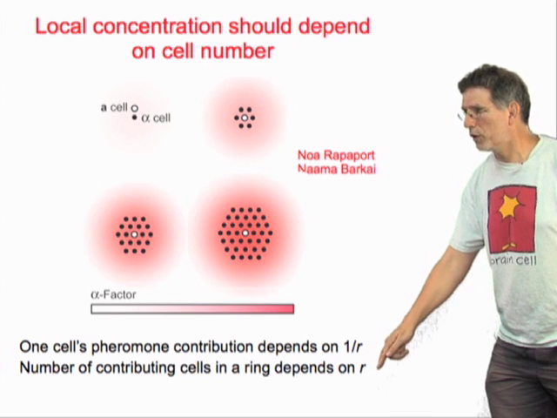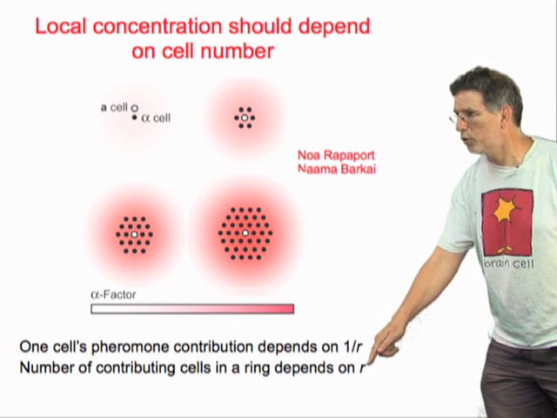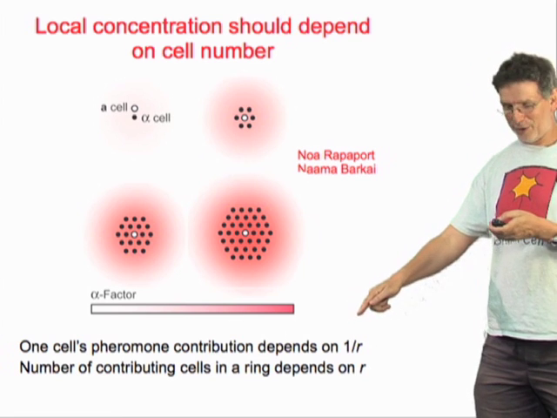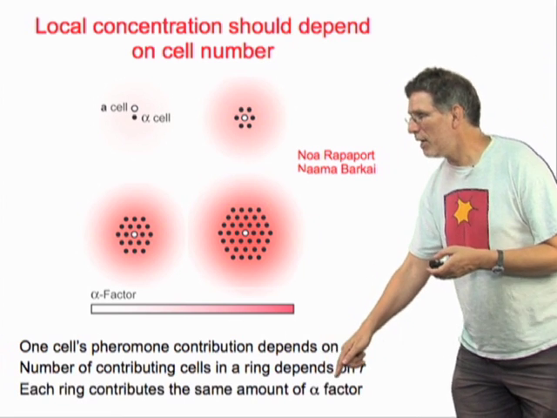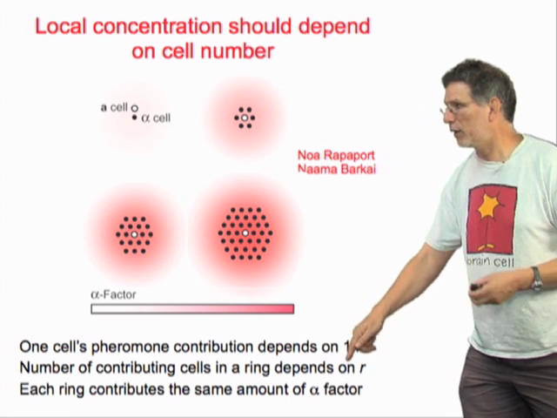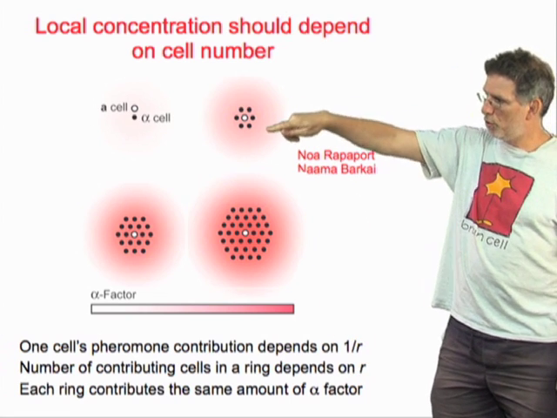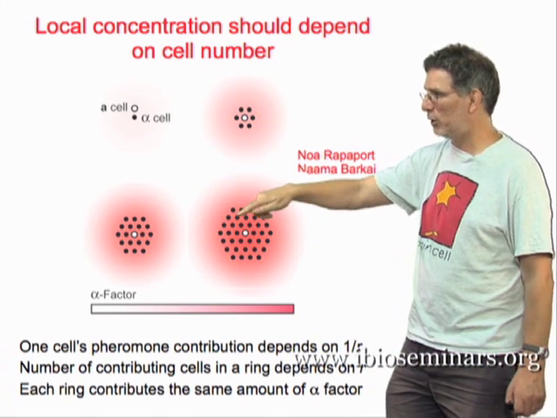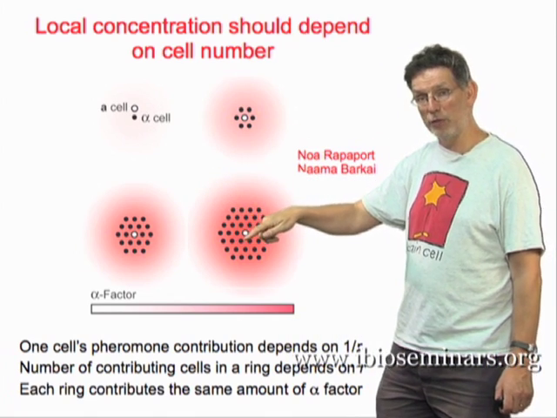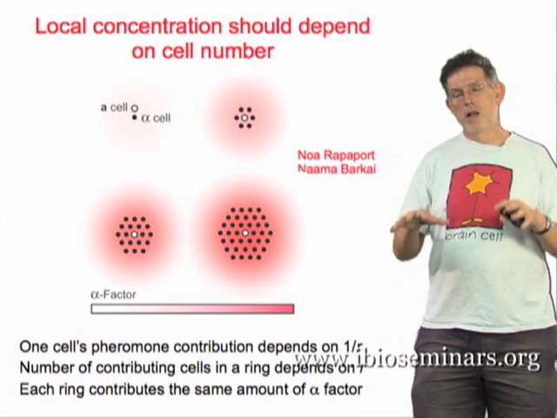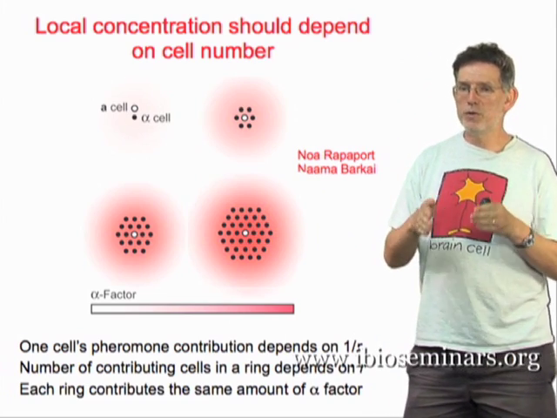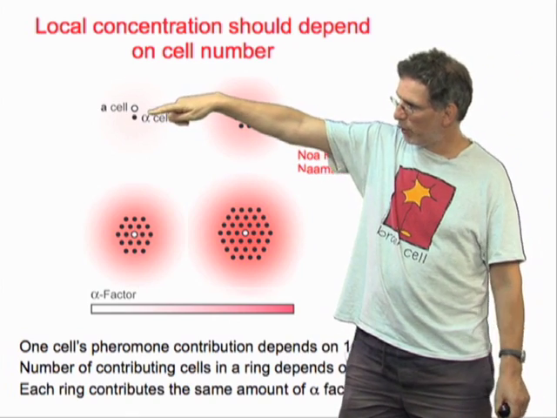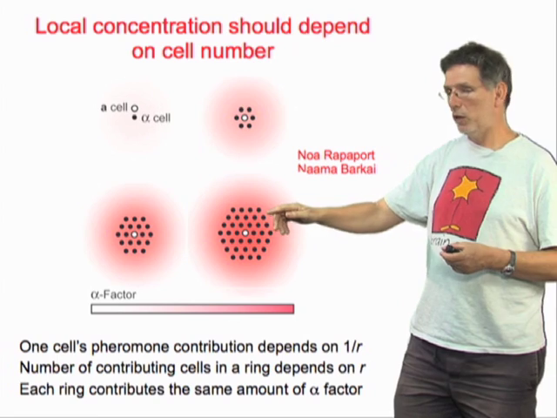So we can ask what the contribution from each ring is by multiplying r by 1 over r. This is a sort of math I can do. That gives 1. And what that means is each ring contributes the same amount of alpha factor, so that if there are 2 rings instead of 1, the cells see twice as much alpha factor. And if there are 3 rings instead of 1, they see 3 times as much alpha factor. But I just showed you data that shows that cells don't do very well over a range of pheromone concentrations. So how is it that cells mate perfectly well like this and perfectly well like that?